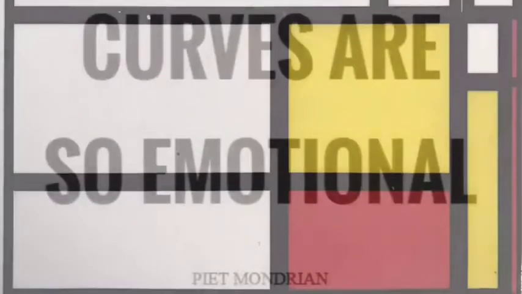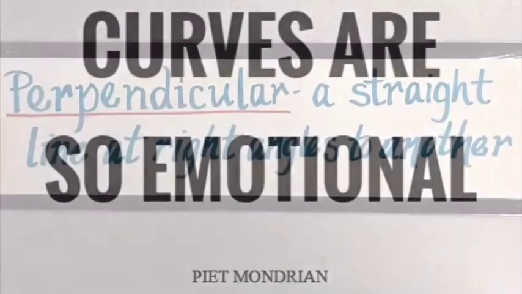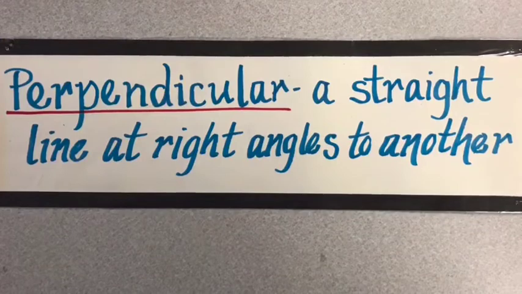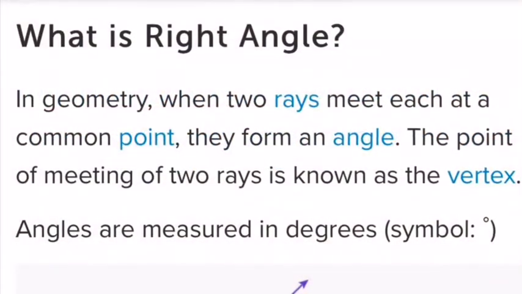Let's see if we can figure out his recipe. What were the parts or the elements of his artwork? Here's a quote, "Curves are so emotional." He used perpendicular straight lines. A perpendicular line is at a right angle to another line.